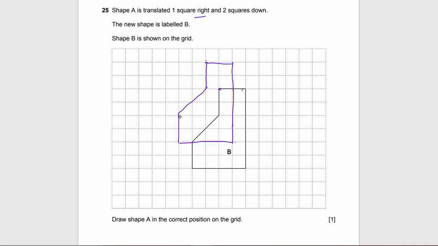So when we map this one, it is square A. Name is square A. This translates 1 square right, so this will be right here. 2 squares down, so this point will exactly fit this point. This is A to B. As the answer, we just take the opposite.